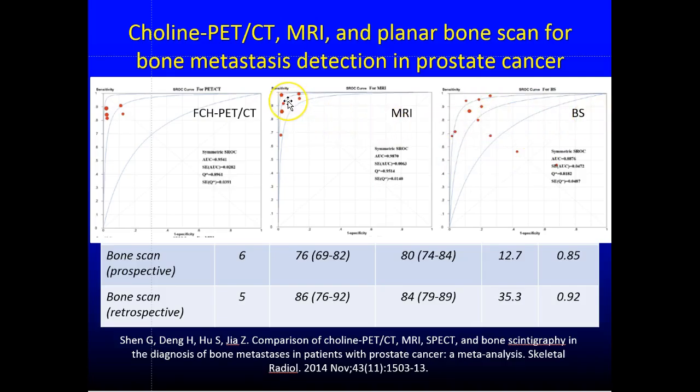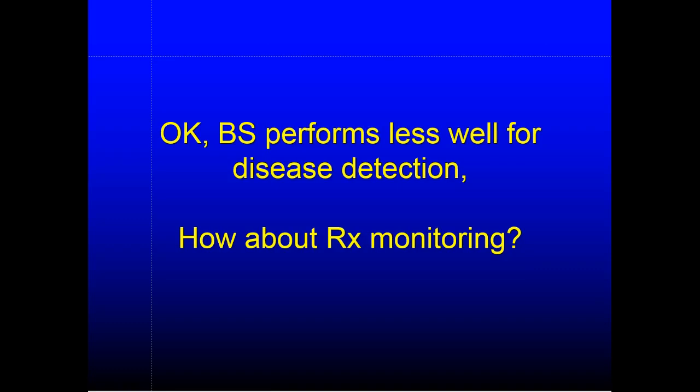We can see that the performance of whole body MRI scans and PET scans on a per patient basis is much better than a bone scan. I don't think there's any doubt about this. So currently we should really be thinking about moving away from the bone scan as a method of assessing for the presence, or detecting the presence, of metastatic disease.